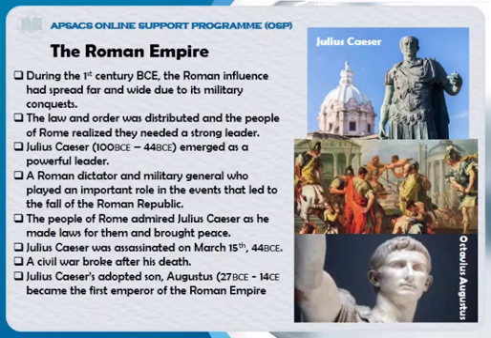After his death, a civil war broke out and later his adopted son Augustus ascended the throne to become the first emperor of the Roman Empire. He ruled between 27 BCE to 14 CE.